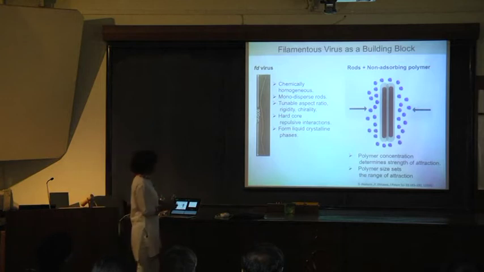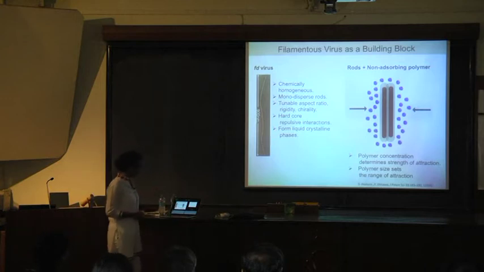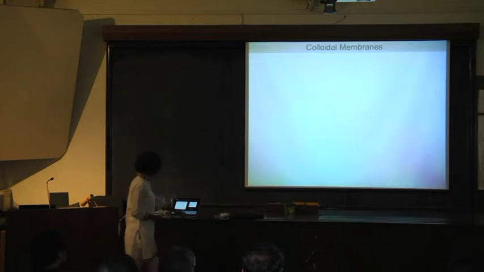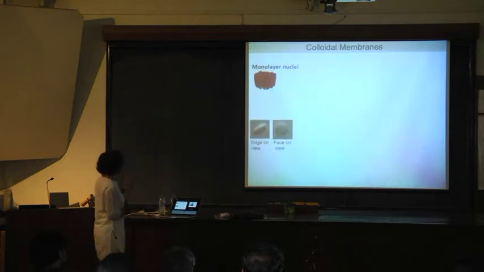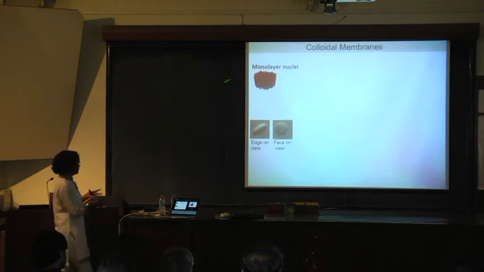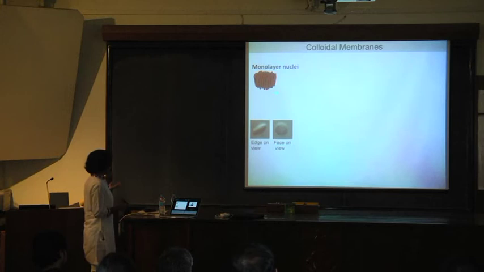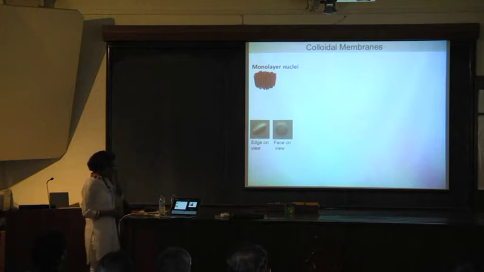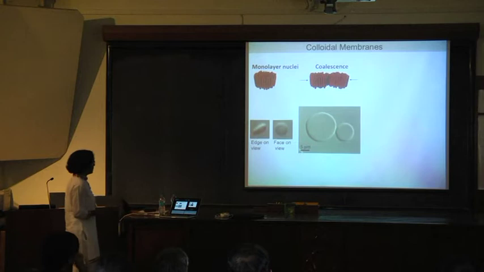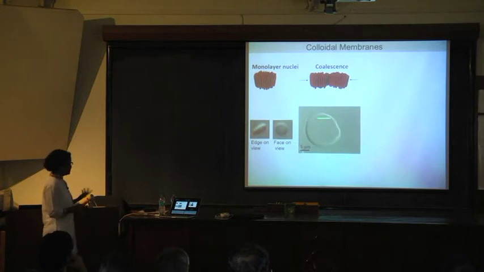So when I mix these rods with the non-adsorbing polymer and inject that solution in a glass chamber, this is what we would initially see: a few rods come together and make these little discs. If you look at the disk from the top, it will appear as a circle, and in an edge-on view, it will appear as an ellipse. And then they start coalescing and making larger disks.